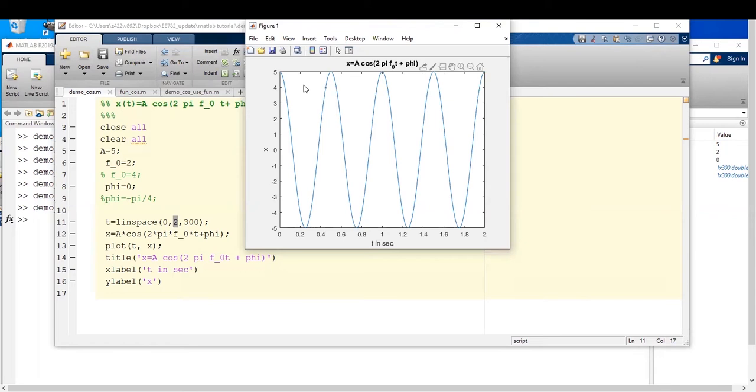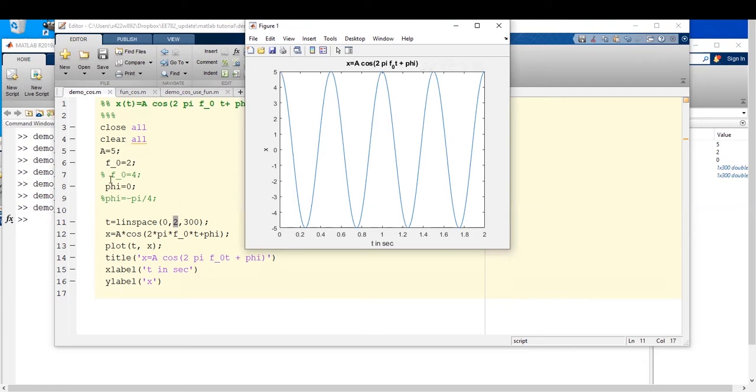Okay, so let's see how many cycles there are. The signal repeats itself, just 1 cycle from here to here, and then from here to here is another cycle. And from here, that's 3, that's 4. We can see we have 4 cycles in 2 seconds. Therefore, the frequency is 2.